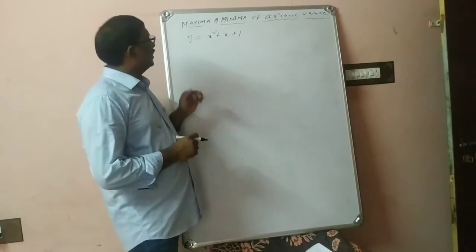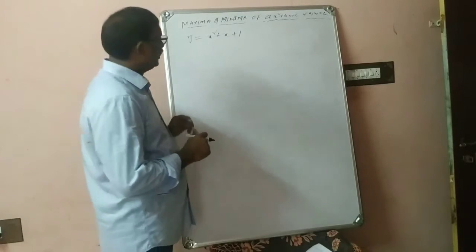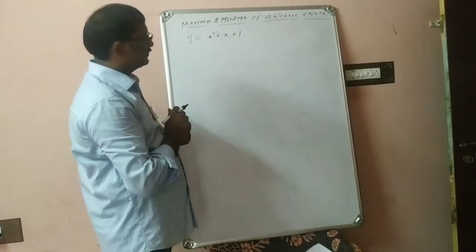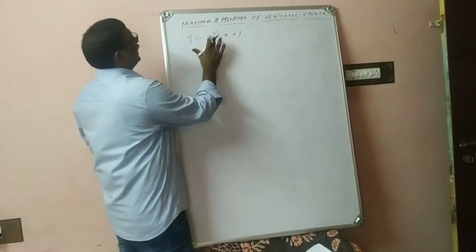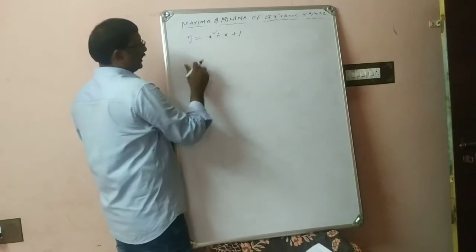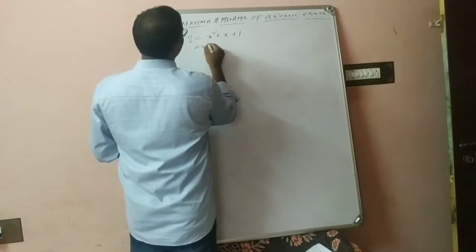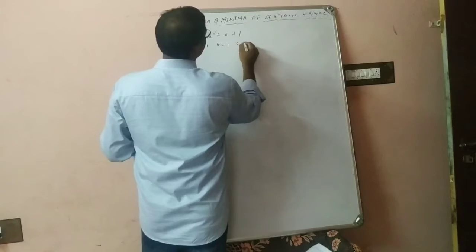Now shall we see some examples related to maximum and minima. First, consider the quadratic expression y is equal to x square plus x plus 1. We need to find the maximum and minimum at the particular point. What is the a value? 1. What is the b value? 1. What is the c value? 1.